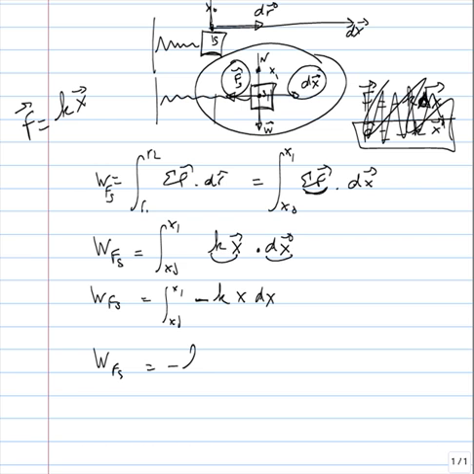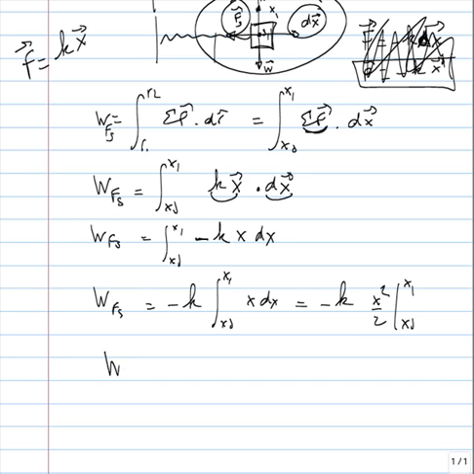Minus k is a constant. Let's take it out. The integral from x0 to x1 of x dx. We can integrate this easily. Minus k, x squared over 2 between x0 and x1. Therefore the work due to the spring is going to be minus k over 2 times x1 squared minus x0 squared.